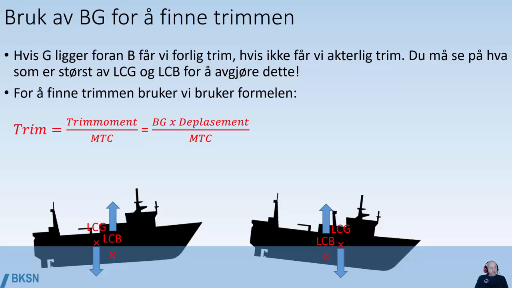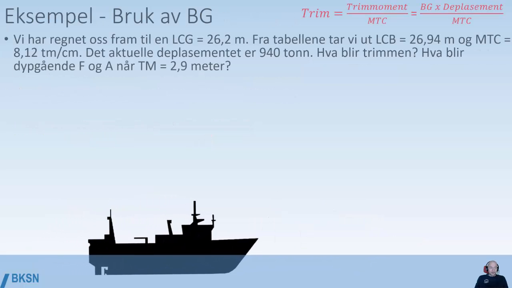In order to find the trim, we use this formula. Trim equals trim moment divided by MTC, which equals BG, the distance B to G, multiplied by displacement, divided by MTC. So that's how you find the trim.